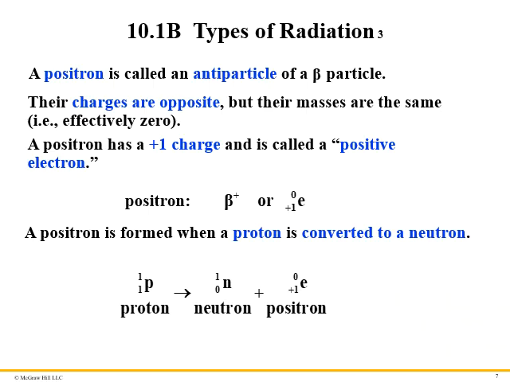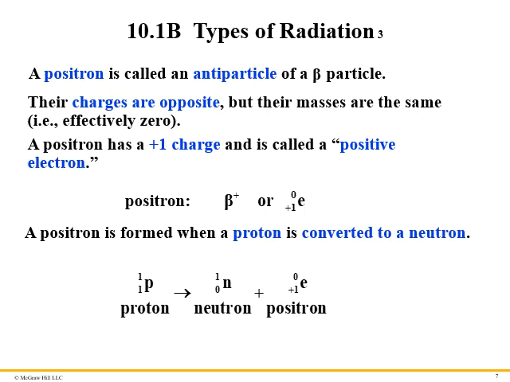The positron is the antiparticle of the beta particle. That means that it is the counterpart of the beta particle. And what that means is that when your electron has a mass of essentially 0, the positron will also have the same mass, but their charges are going to be different. So the beta particle will have a -1, the positron will have a +1.